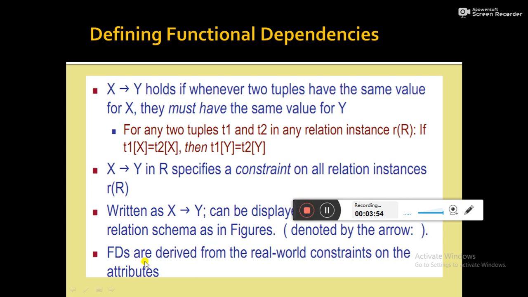And another point is how we can derive or determine X arrow Y. Actually, these FDs are derived from the real world perspective. That means they depend on how two attributes are related with each other in the real world. With the help of that perspective, we can derive the functional dependencies.